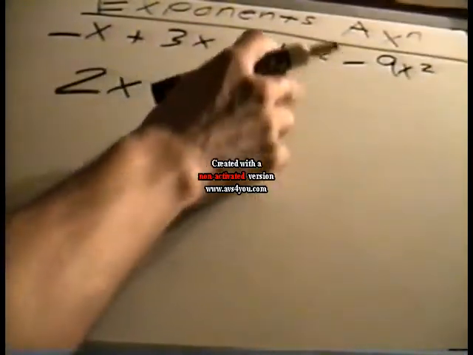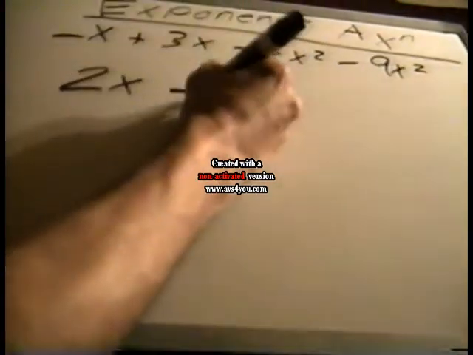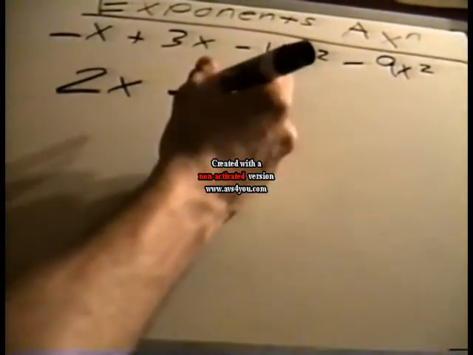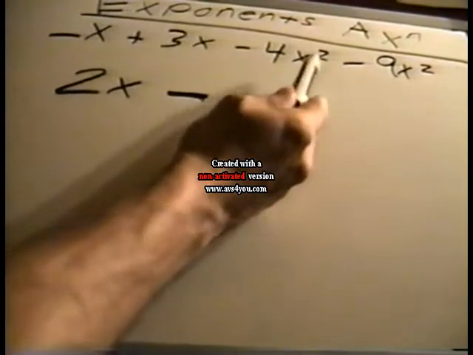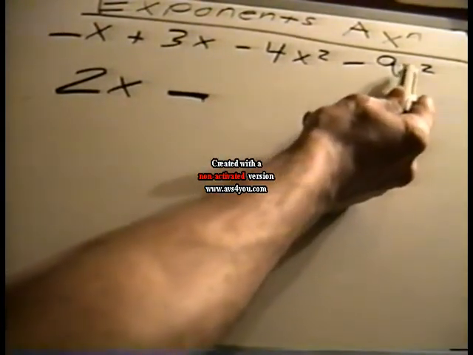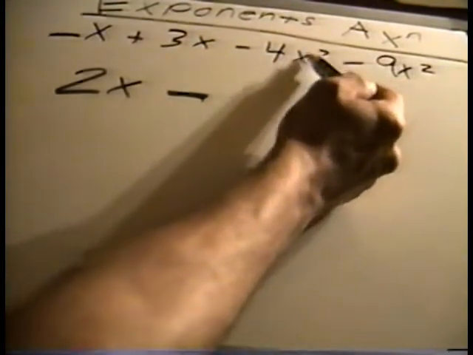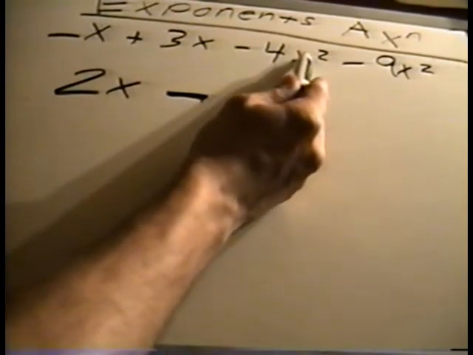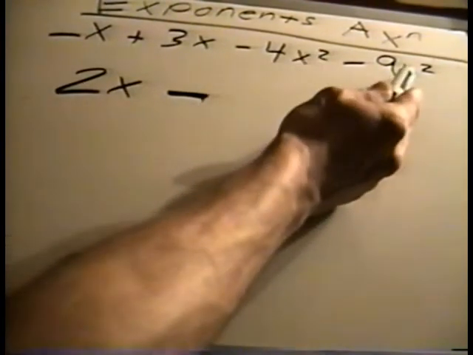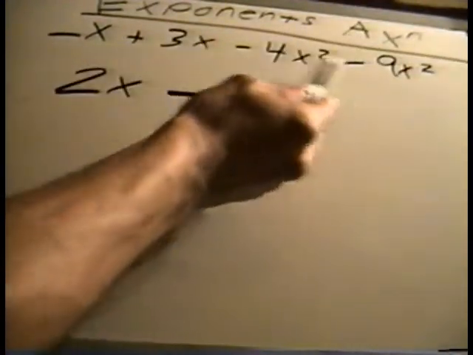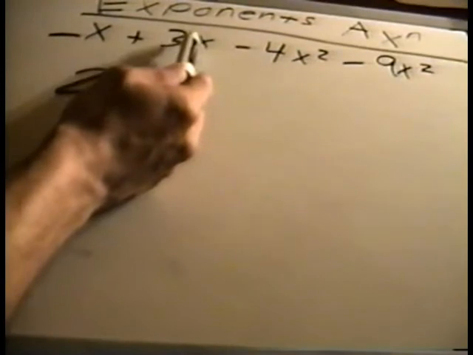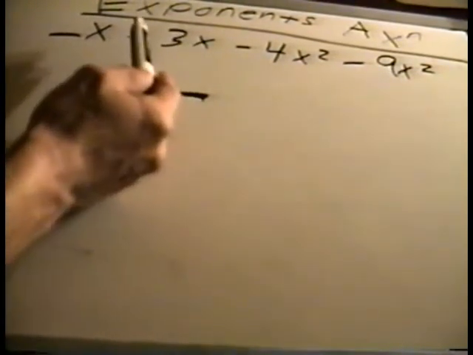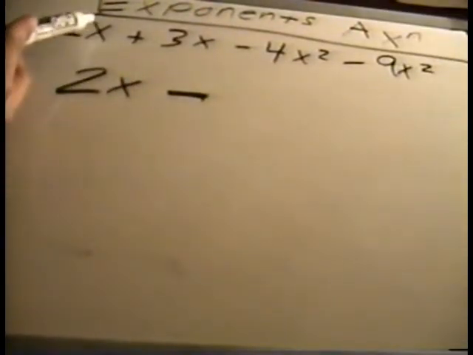2x equals, we'll say x plus x equals 2x, which equals 2x to the power of 1. We'll say x plus x plus x equals 3x, which equals 3x to the power of 1. We have 4x's. x plus x plus x plus x equals 4x, which equals 4x to the power of 1.